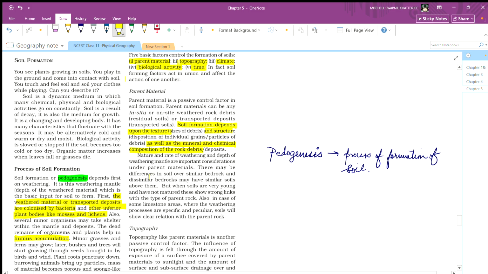There may be differences in soil over similar bedrock, and dissimilar bedrock may have similar soil above them. But when soils are very young and have not matured, they show a strong link with the type of parent material. Also, in some limestone areas where the weathering processes are specific and peculiar, soil will show a clear relation with the parent rock.